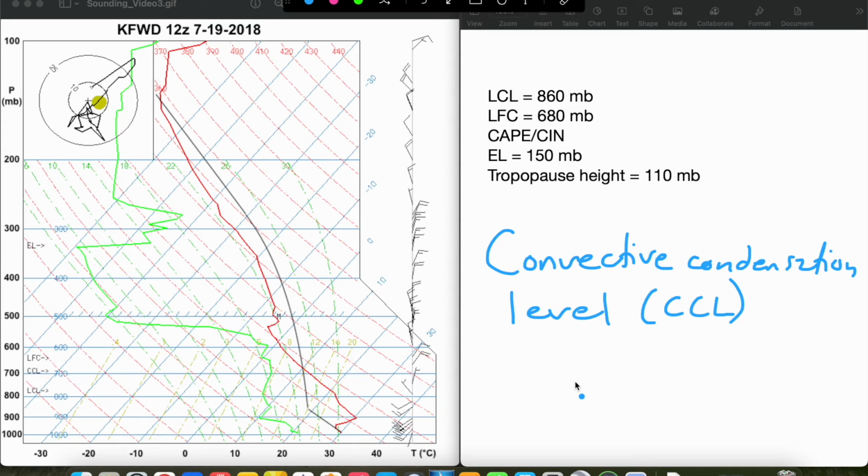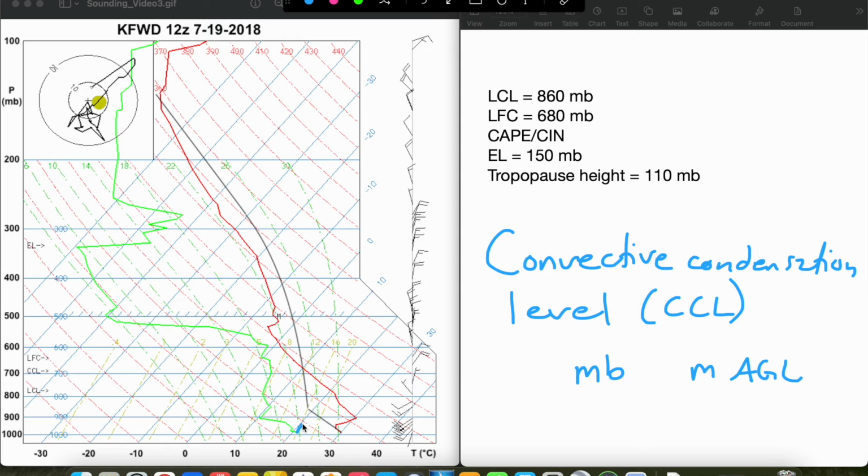So pretty easy to find. It's a pressure level, so given in millibars or meters above ground level, just like the LFC, LCL, equilibrium level. And it's fairly easy to find. All you do is follow the mixing ratio line up from the surface dew point up to the point where it intersects the environmental temperature line.